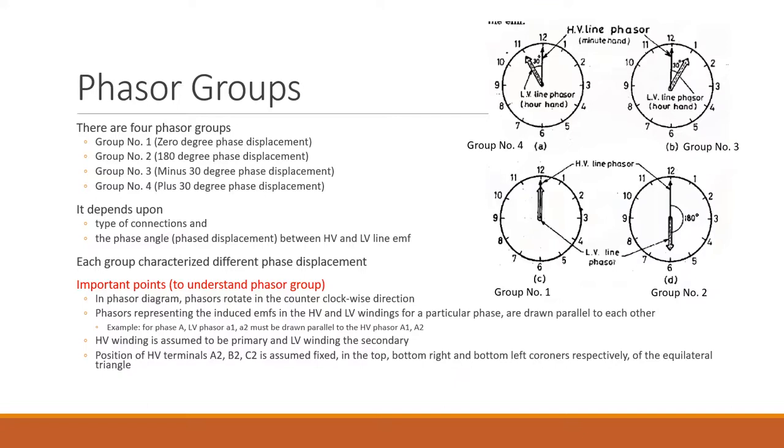In order to understand the phasor group, there are certain points you should keep in mind. In a phasor diagram, phasors rotate in the counterclockwise direction. Phasors representing the induced EMF in the HV and LV windings for a particular phase are drawn parallel to each other. The HV winding is assumed to be primary and the LV winding the secondary winding. The positions of the HV terminals A2, B2, C2 are assumed to be fixed, at the top, bottom right and bottom left corners of an equilateral triangle.